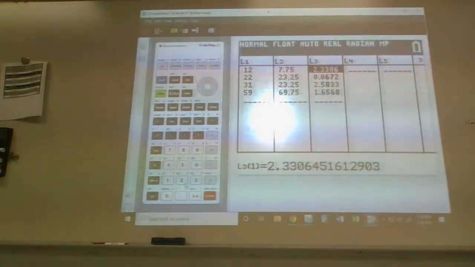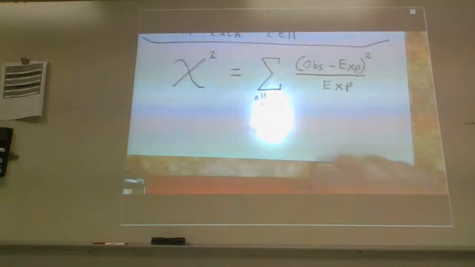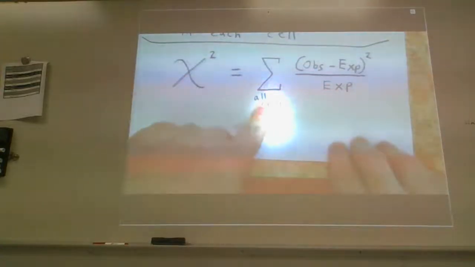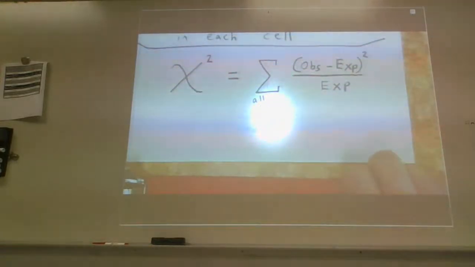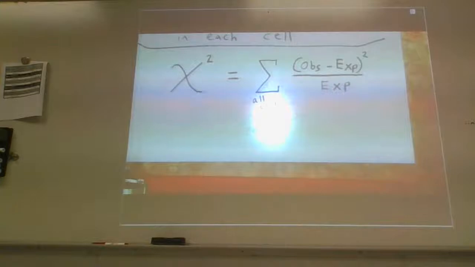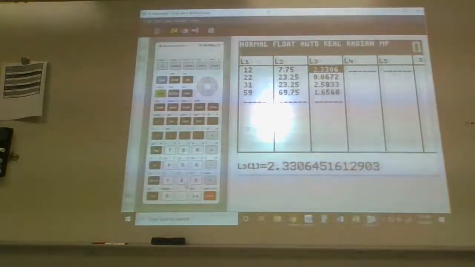What I need to do next, according to the formula, after I have taken care of that fraction, I need to add up all of those numbers. Now, you could do that by hand if you wanted to. I don't know why you would, because obviously we only have 4 categories. What if you had like 15 categories? So instead, I'm going to do something like this.